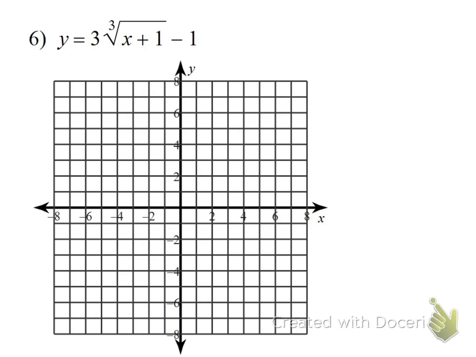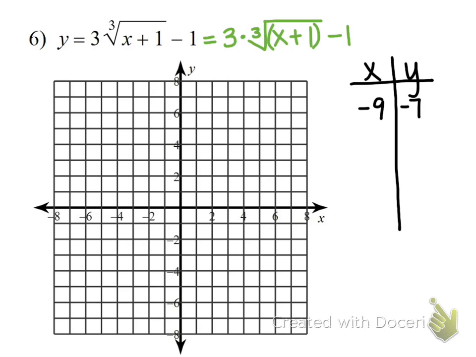Okay, number 6 is a cubic root function. We didn't have this on the list of the parent functions that you have to memorize, but I wanted to make sure that you know how to get the cubic root of something. So you just type 3 times, and then if you go to math and you scroll down a few, you're going to see a little cubed root symbol. Okay, and then x plus 1, make sure you close parenthesis, minus 1.